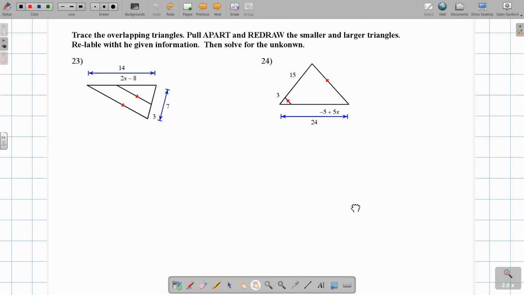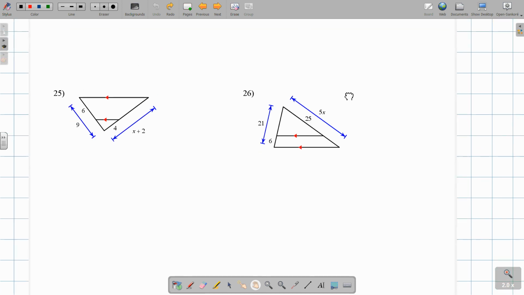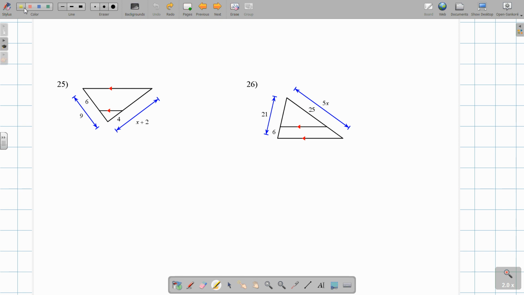Okay, it says trace the overlapping angles, pull apart, and redraw smaller and larger triangles. Redraw with the label. Solve for the unknown. So there's two ways you can see these. Either you can see them as two separate triangles, or you can see these as segment pieces like this. And you ask yourself, what is going to be the best one to use for any given situation? So I'm going to take these and pull these apart.